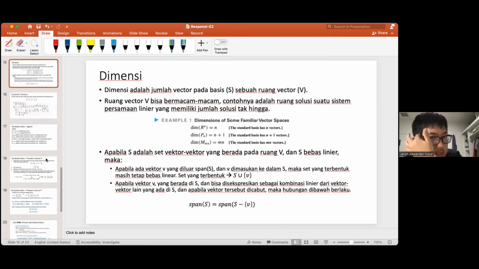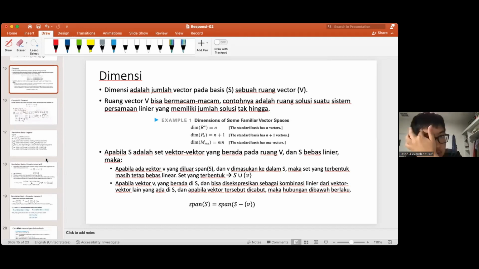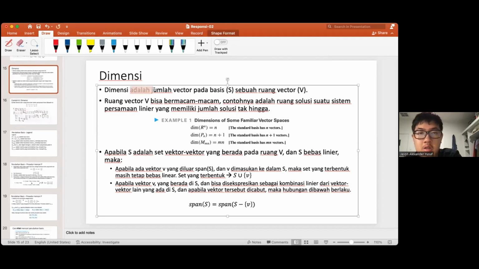The next one is dimension. Basically, dimension is the number of vectors that are in the basis S. In a dimension, basically, it is the number of vectors that are in the basis of a vector space.